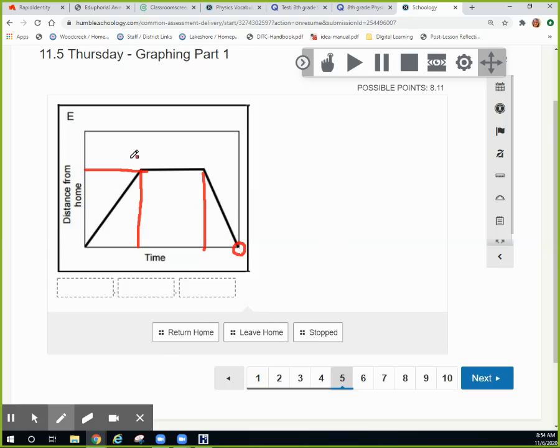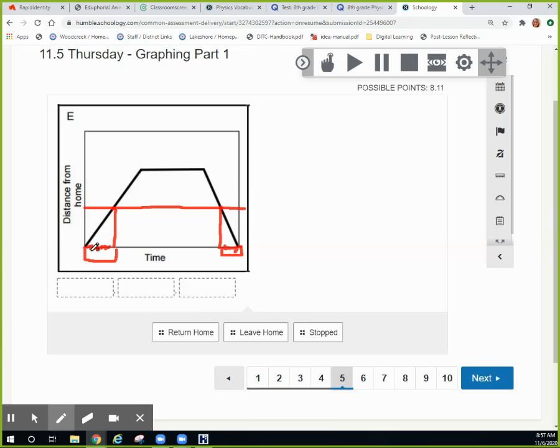So I want you guys to tell me which line is faster, line 1 or line 2. Who has the faster speed? Did he leave home faster or return home faster? The steeper the line, the faster the motion. Is this line more steep than this line? This line is not more steep. The answer is 2. Let me erase all these marks so you can see that.